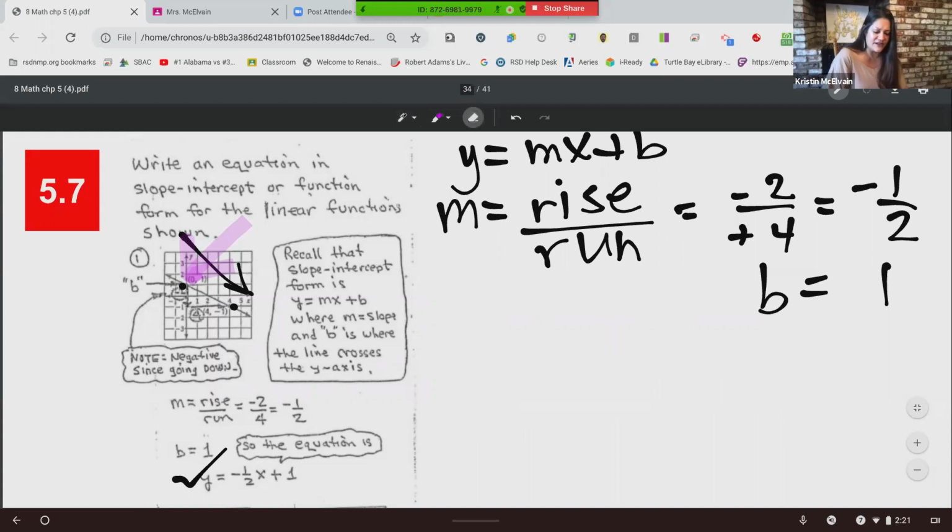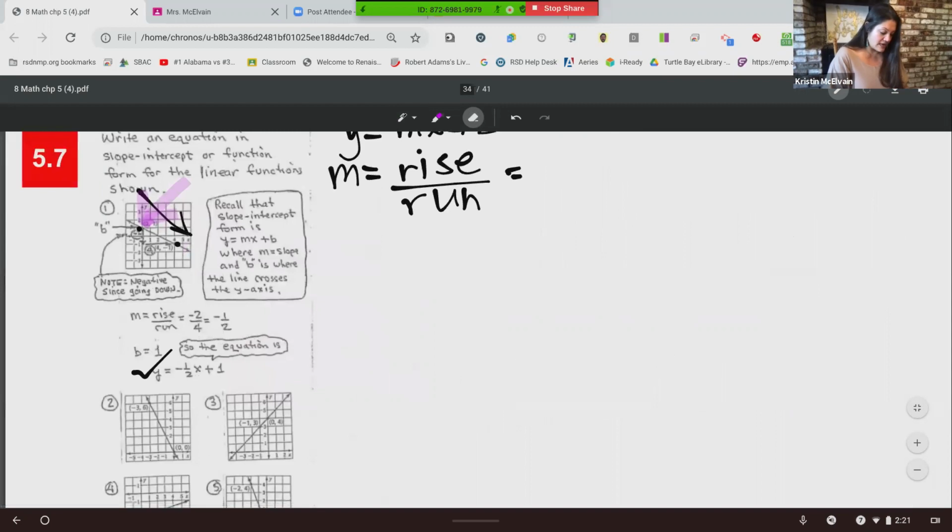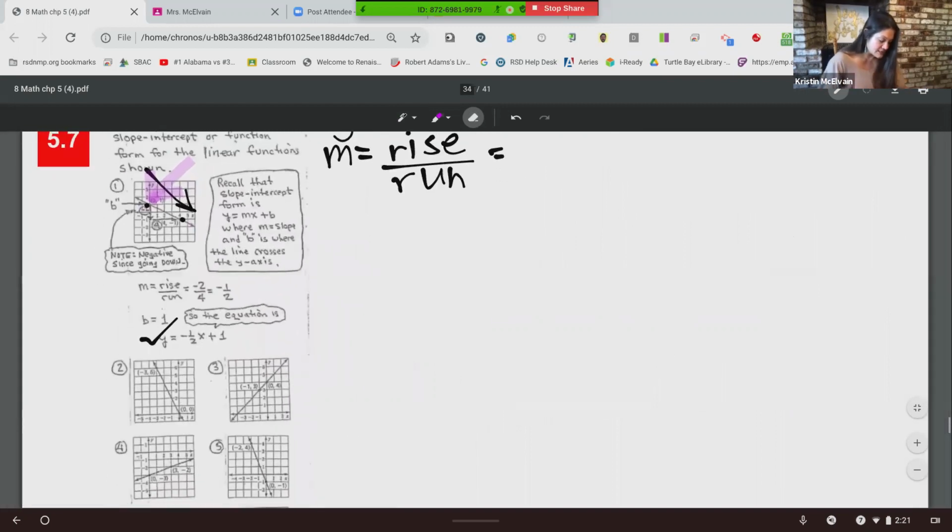Hopefully you're looking at it going, oh yeah, I can totally do this easily. All right, so let's look at number 2 here. When you look at these, I hope you are recognizing that they do cross the y-axis, so it gives us the b. All we need to do is count for the slope and put it into slope-intercept.